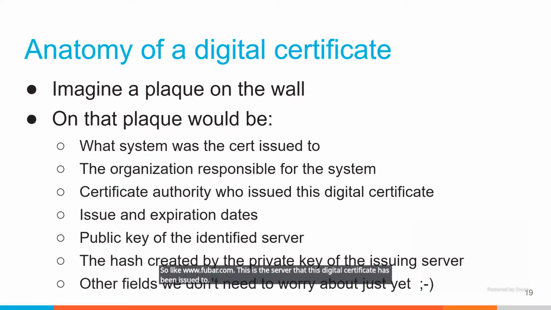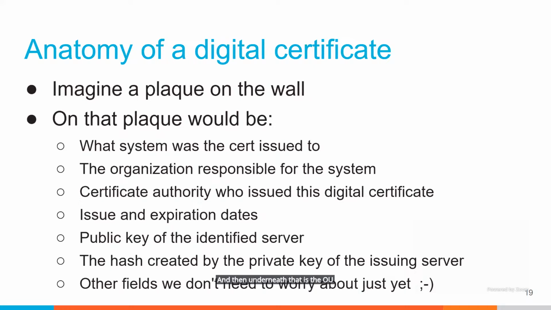Now, it's possible to use wildcards, meaning the digital certificate could be issued to star.fubar.com. That means this digital certificate could be used for every single server within that environment. Of course, that also means every single server is using the same public-private key pair, which also means if any one of those servers gets compromised, everything else gets compromised too. But that gets into whether you should be using wildcards or not. That's another side conversation. So for now, what's at the top of this plaque on the wall is www.fubar.com. And then underneath that is the OU.